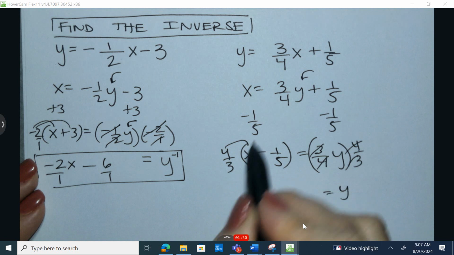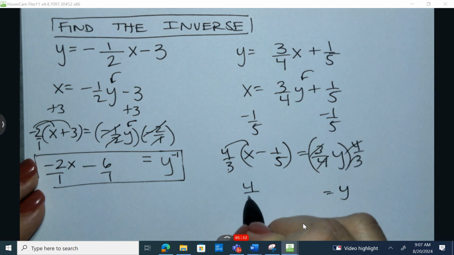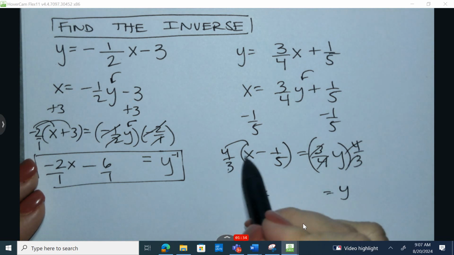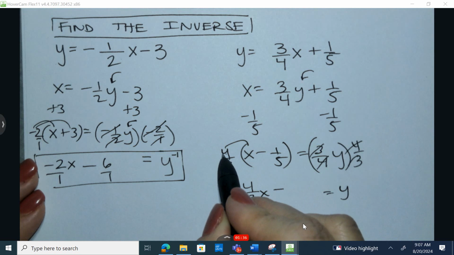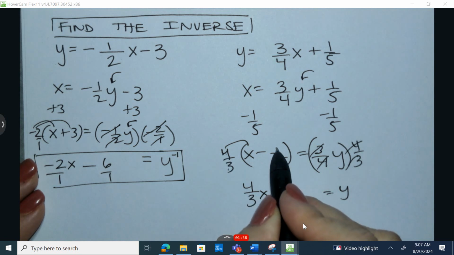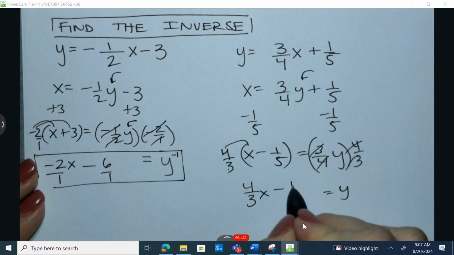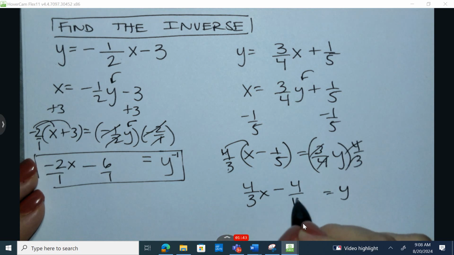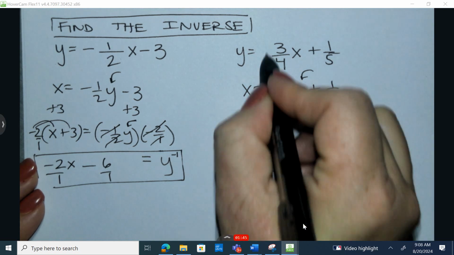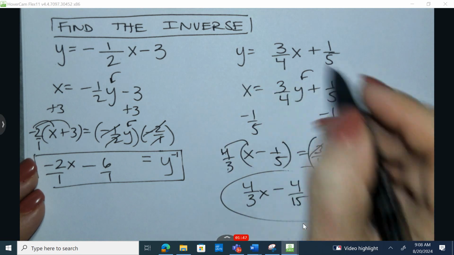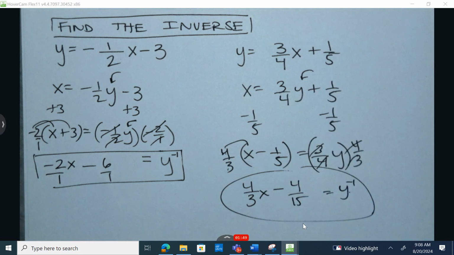When I distribute, 4/3 times x is 4/3 x. This is the confusing part for students. This 4 gets multiplied by the top, or the numerator, which is 1. 4 times 1 is 4. 3 times 5 is 15. It can't be reduced. And this is the inverse of this original function.